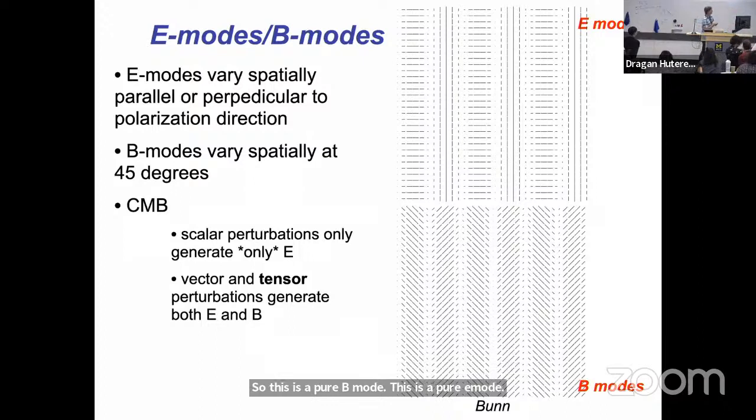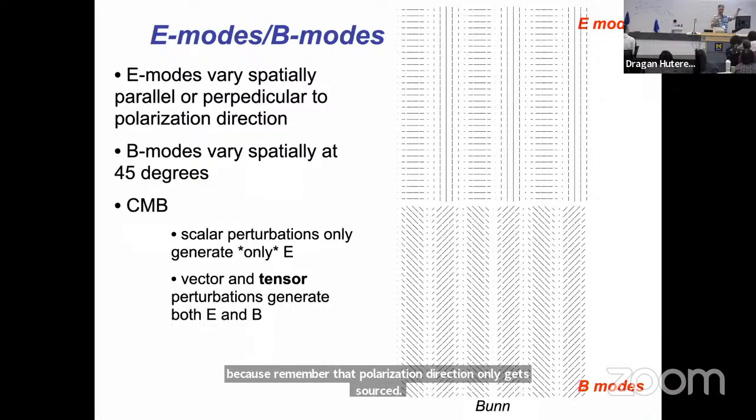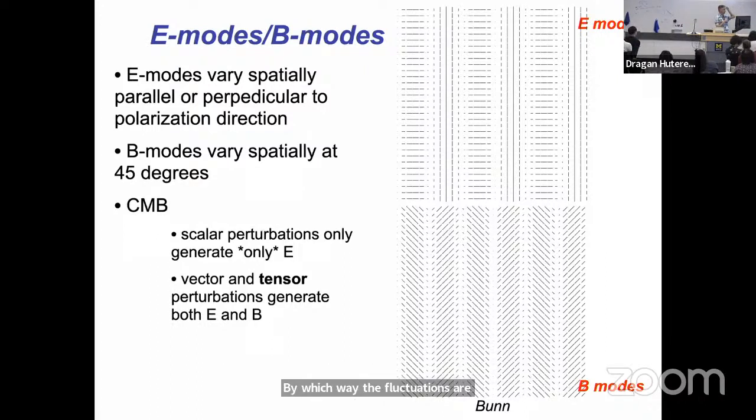And so the scalars are only going to generate E modes, because remember that the polarization direction only gets sourced by which way the fluctuations are oriented. When those fluctuations were going across the room, left to right, I was generating polarization either up and down or side to side, not at 45 degrees. There's no geometric way to pick out 45 degrees from a single plane wave of temperature.